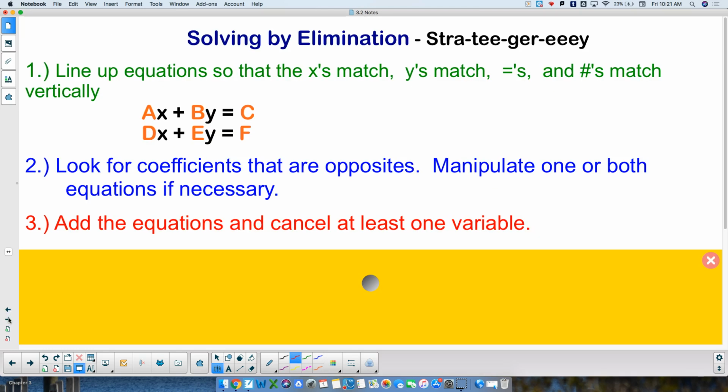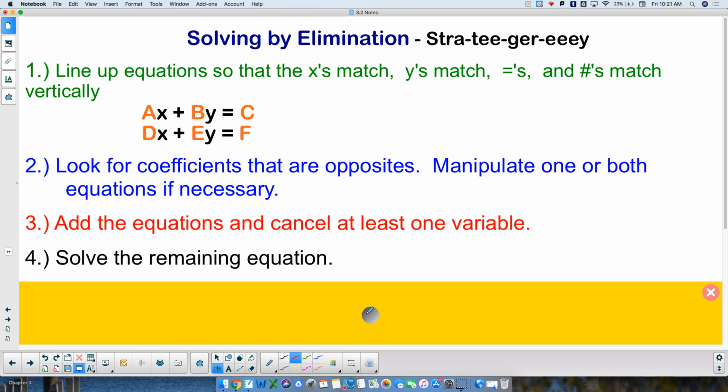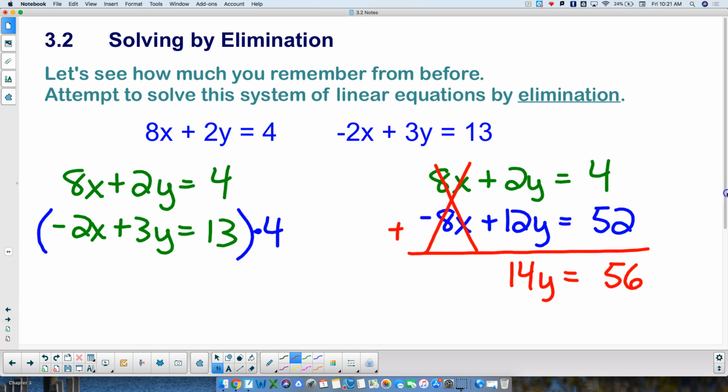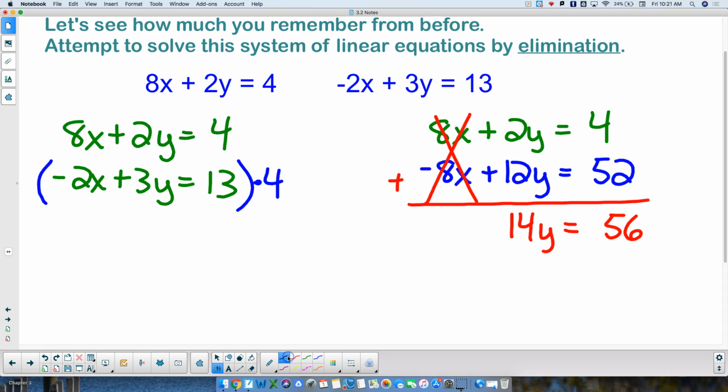Okay. Next step. Step number 4 says, now you're going to solve that remaining equation by dividing. It should be a single step solve to divide, and in this case we're going to divide both sides by 14, giving me y equals 56 divided by 14, which is 4.